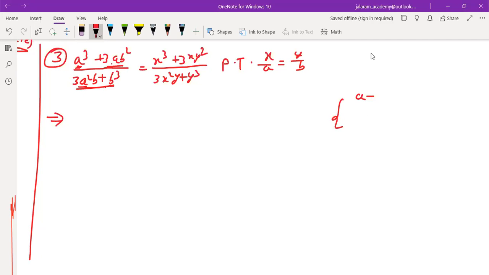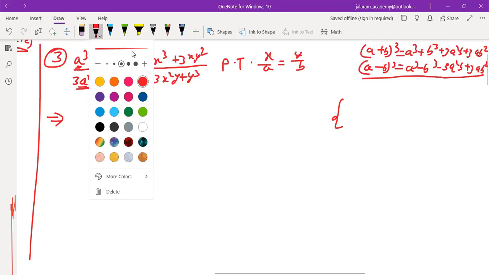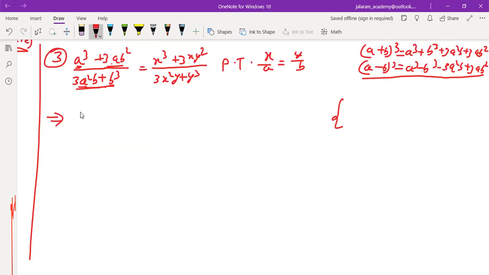So it can easily be done, as we know that a plus b whole cube equals a cube plus b cube plus 3a square b plus 3ab square, and a minus b whole cube equals a cube minus b cube minus 3a square b plus 3ab square. So we have to keep this in our mind: these formulas can always be used in ratio and proportion, not only in ratio and proportion, but in all the exercises which involve maths. That's why we have to learn this formula.